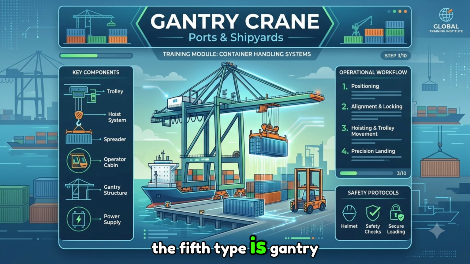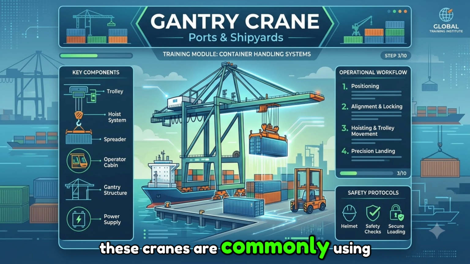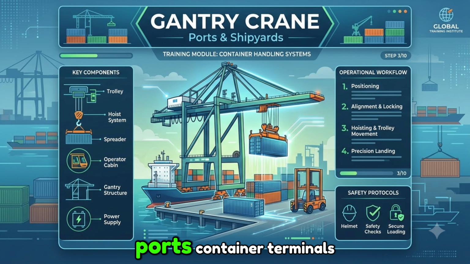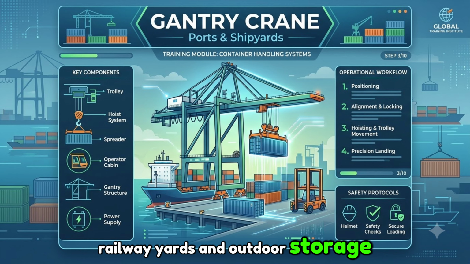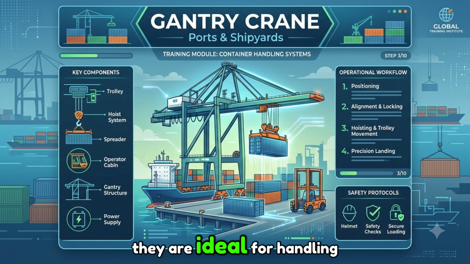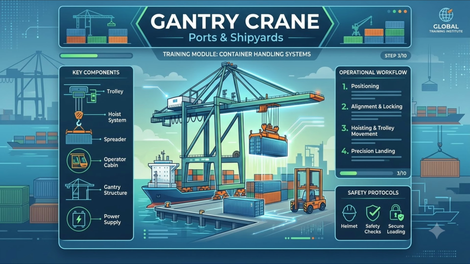The fifth type is the gantry crane. A gantry crane looks similar to an overhead crane, but it is supported by legs that move on rails or wheels. These cranes are commonly used in shipyards, ports, container terminals, railway yards, and outdoor storage areas. They are ideal for handling very heavy equipment and shipping containers.